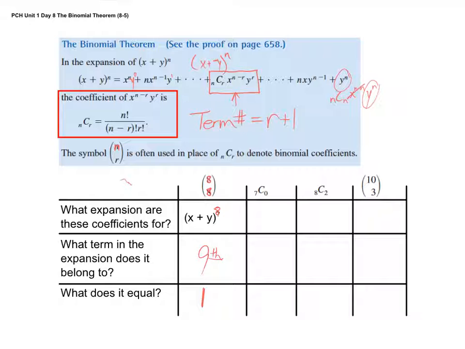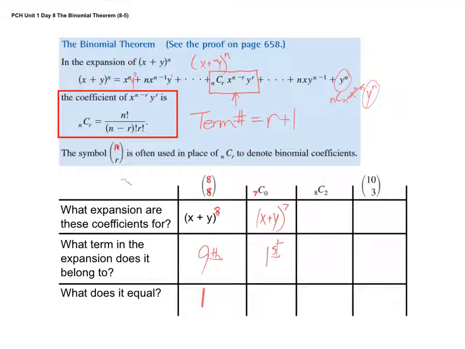Now let's talk about 7 choose 0. This would be one of the coefficients for x plus y to what power? The 7th power, because n is 7. Which term does this go with? The first. R is 0, because it's 7 choose 0. So this would be the first term.